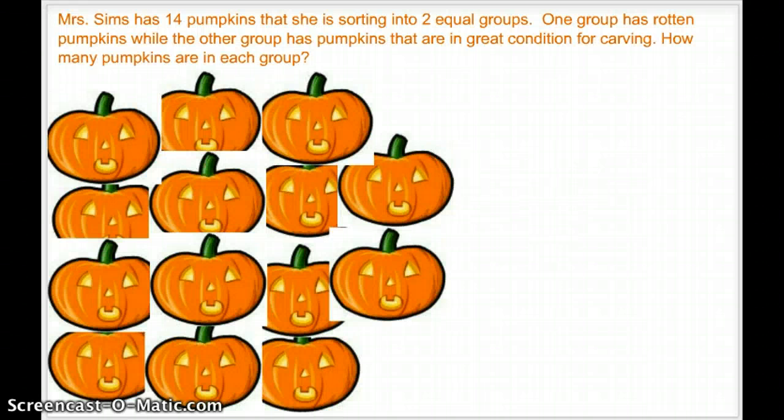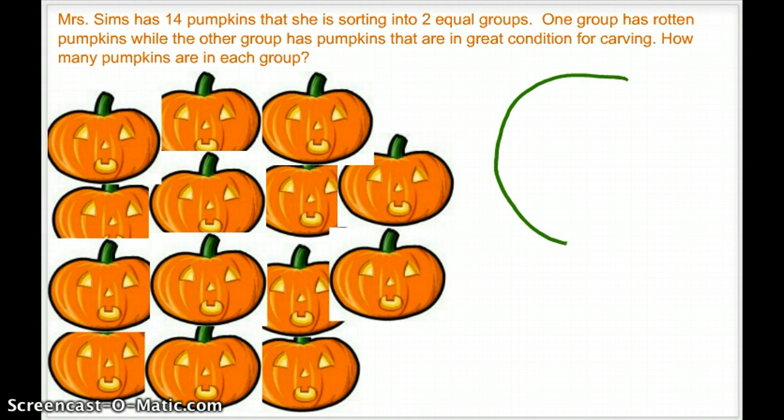Here's the first story. Mrs. Sims has 14 pumpkins that she is sorting into 2 equal groups. One group has rotten pumpkins, while the other group has pumpkins that are in great condition for carving. How many pumpkins are in each group? In this story, we can use the strategy that you are used to using, which is drawing a picture.